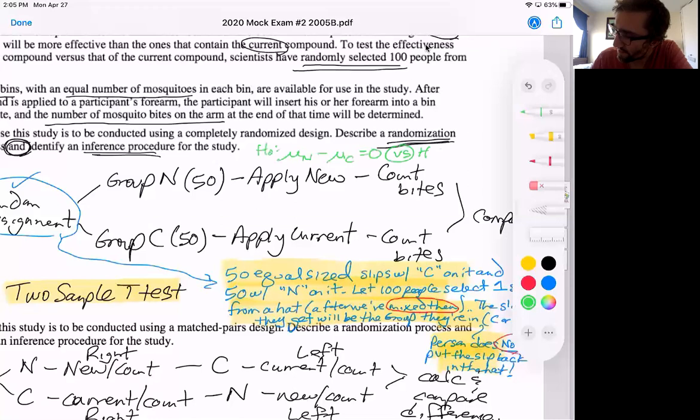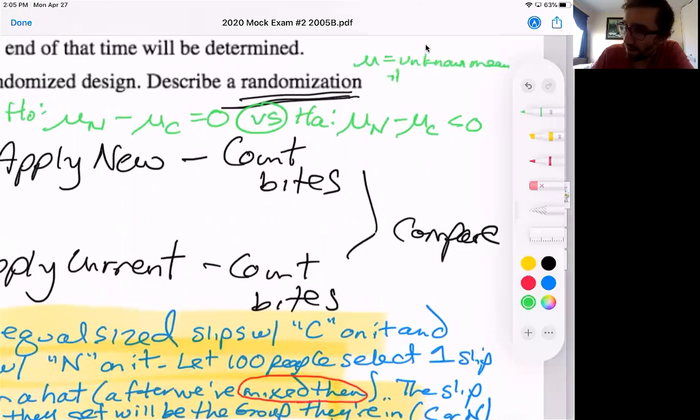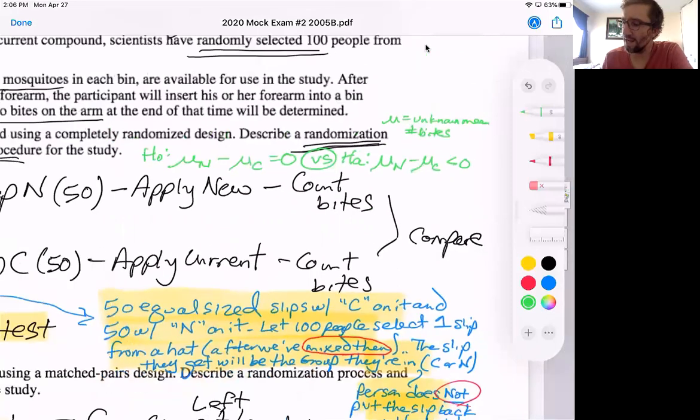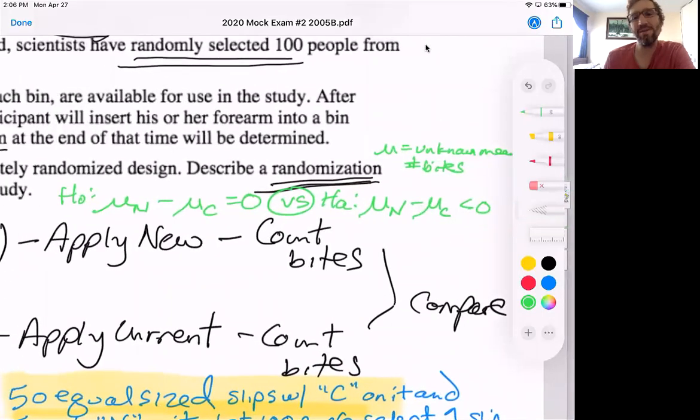And your alternative would be mu new minus mu current. And we think the new might lead to fewer bites, so less than 0, where mu is the unknown mean number of bites for the given treatment. That's another, I would guess, good guess for what type of question you could be asked. Not only identify the inference procedure, but identify the hypotheses.